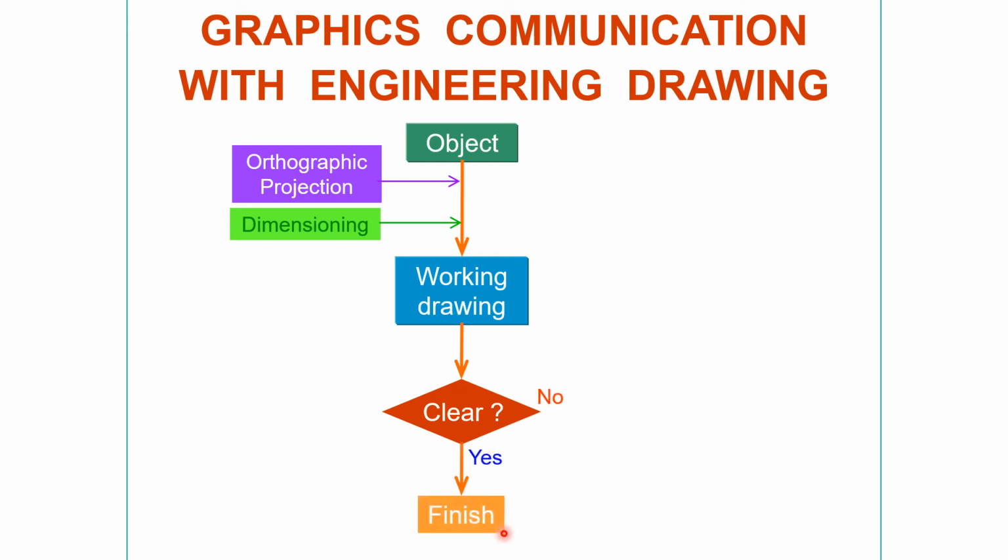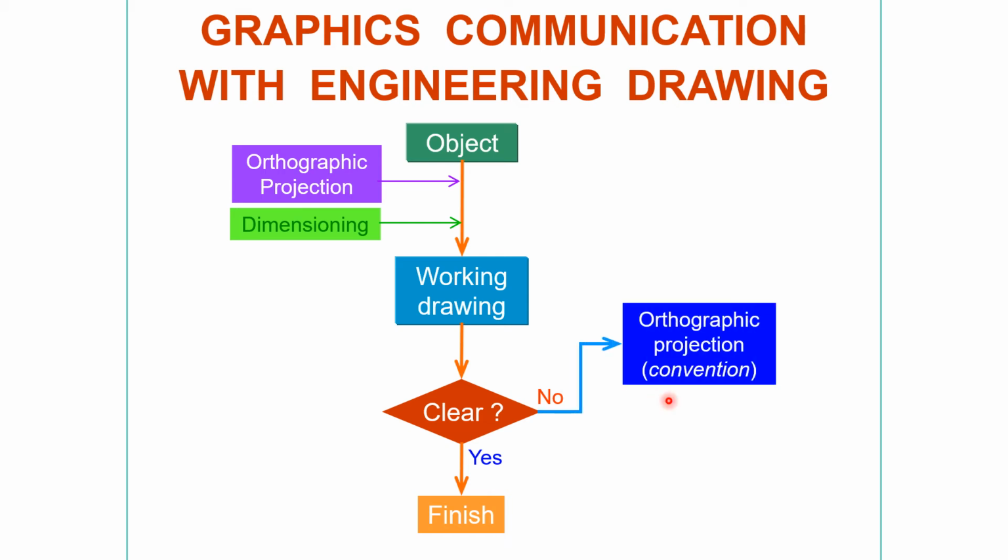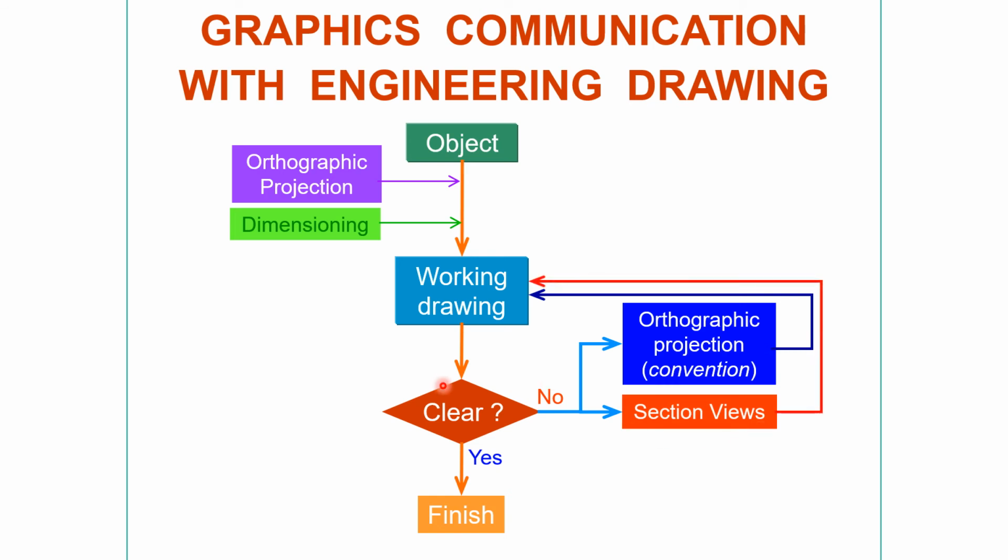And if the person is not getting a clear idea, then you have to provide more orthographic projections, and also in the working drawing you have to provide the section views so that the person can get a clear idea from the drawings that are made for the object.